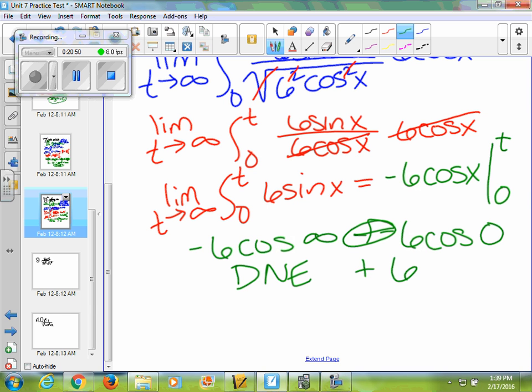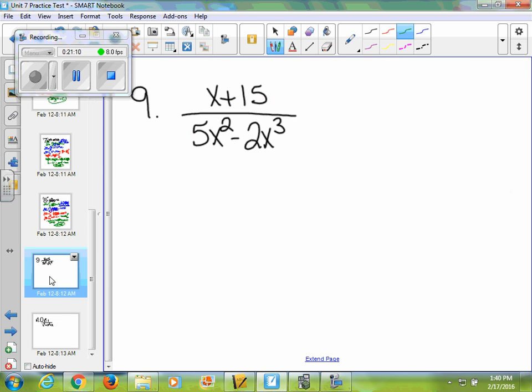6, yep, because cosine of 0 is 1. 1 times 6 is 6. What does not exist plus 6 equal? Does not exist. Okay, so when your graphs aren't approaching a specific y value, then the limit does not exist. That happens more often than you think, especially with trig functions.